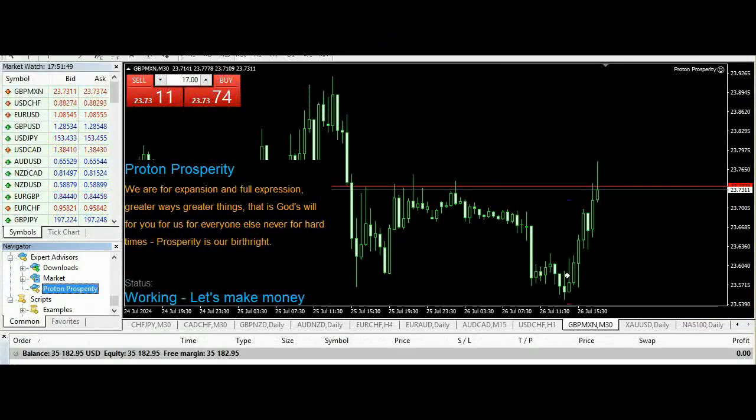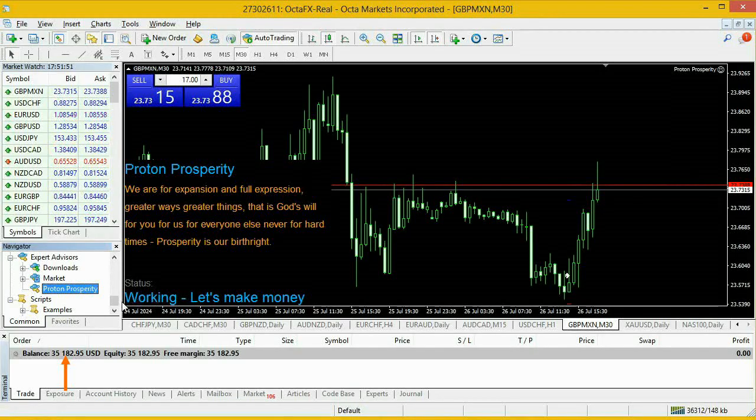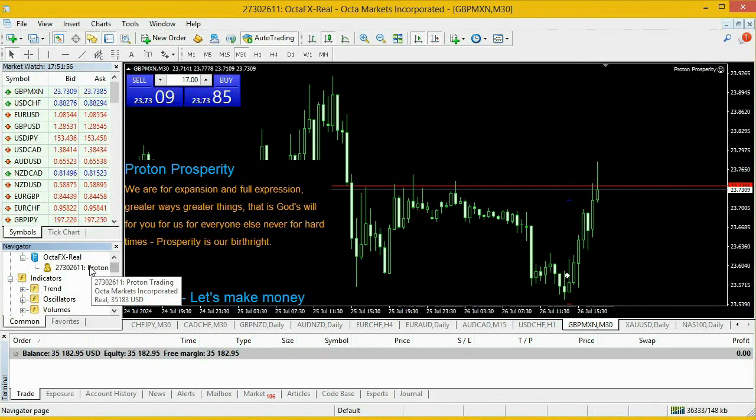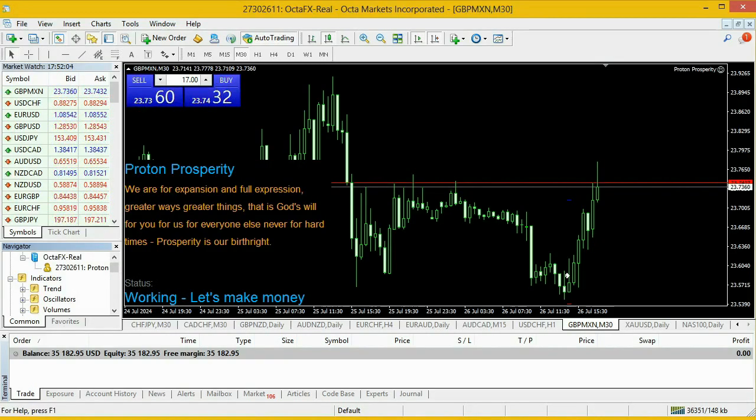That's how we turned $100 to over $35,000 using Proton Prosperity. As you can see, this is real money. This is a real account. Please keep in mind that this is not a holy grail. There are times when we lose, but those are insignificant because if we lose, we only lose 1% of our initial balance, which enables us to stay alive long enough to capitalize on the winning trades when they come.